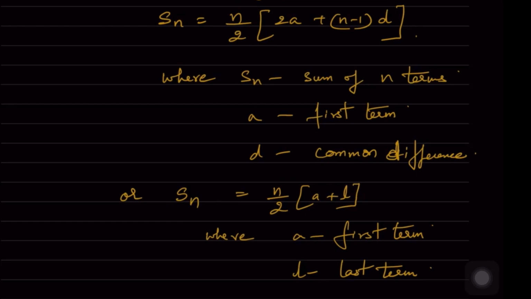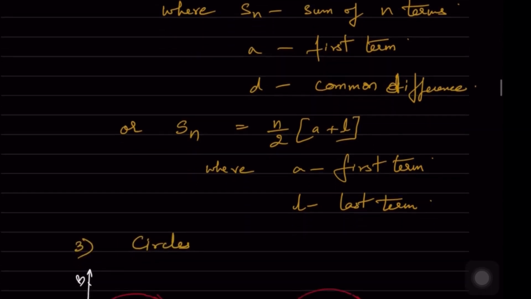If L is given, you can use this one, where L, n, and a are given. If you don't have L, you have to find it out. Then you have to use the formula Sn, that is n by 2 into (2a plus (n minus 1) into d).